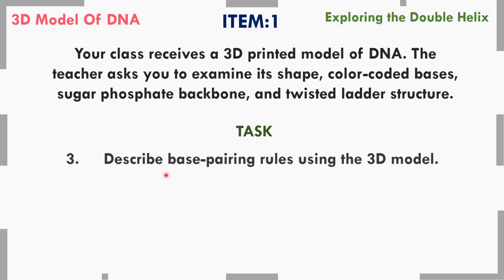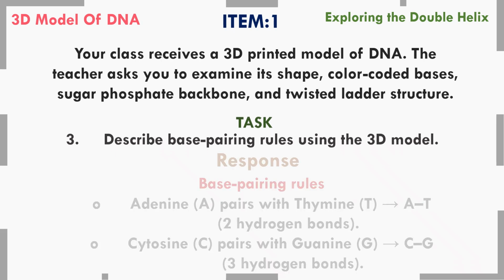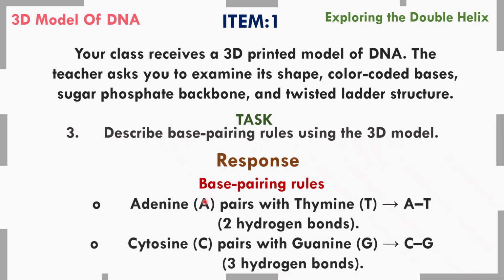Three. Describe base pairing rules using the 3D model. Base pairing rules: adenine pairs with thymine, and these ones, thymine and adenine, are bonded by 2 hydrogen bonds. Cytosine pairs with guanine. Cytosine and guanine bond is made out of 3 hydrogen bonds.